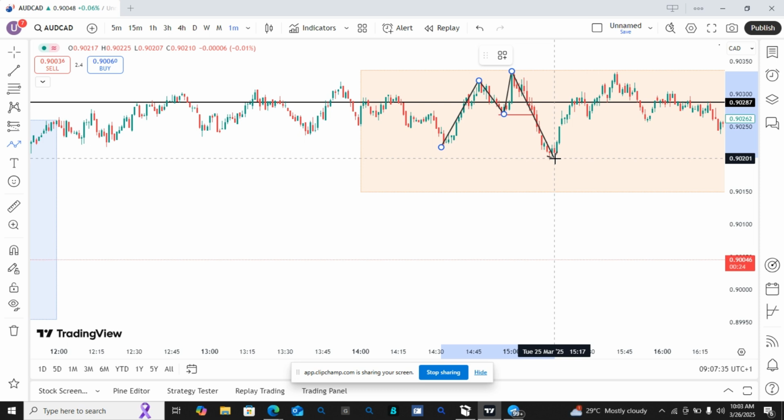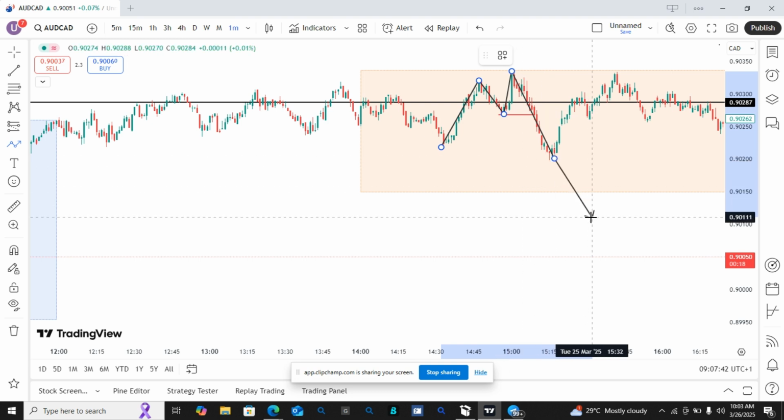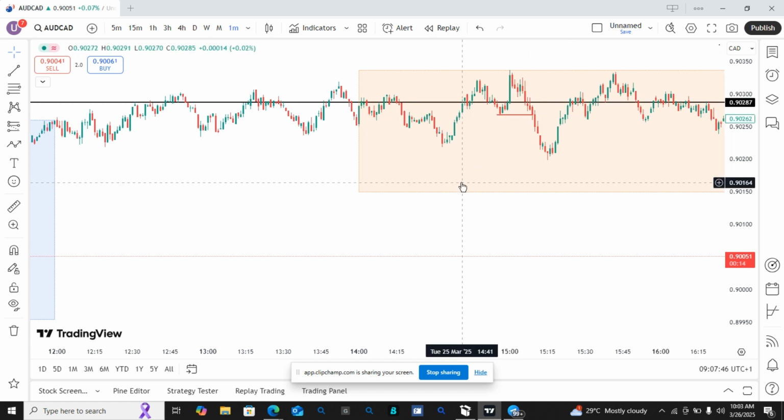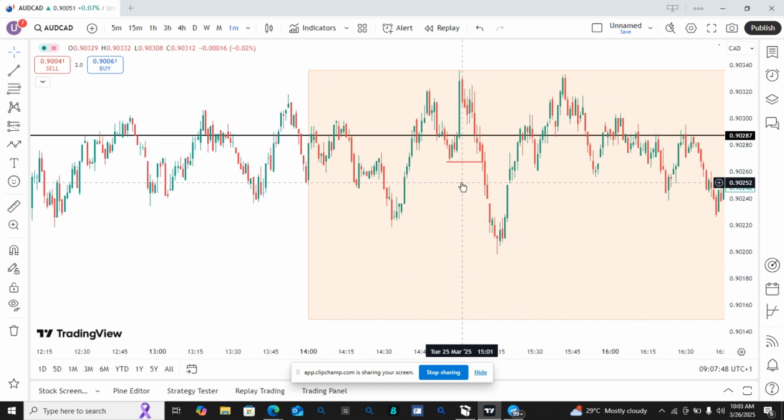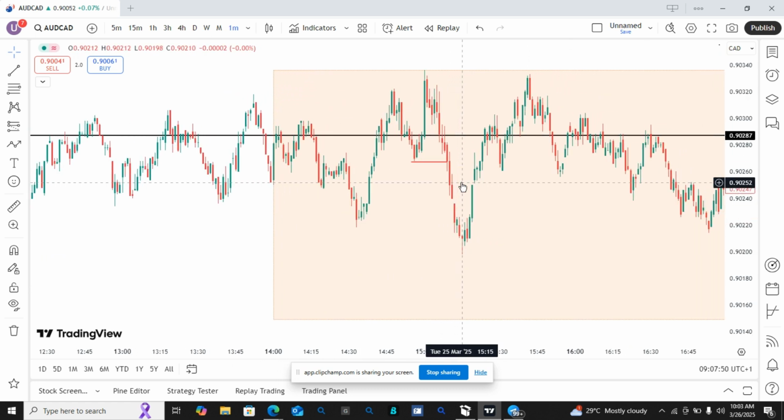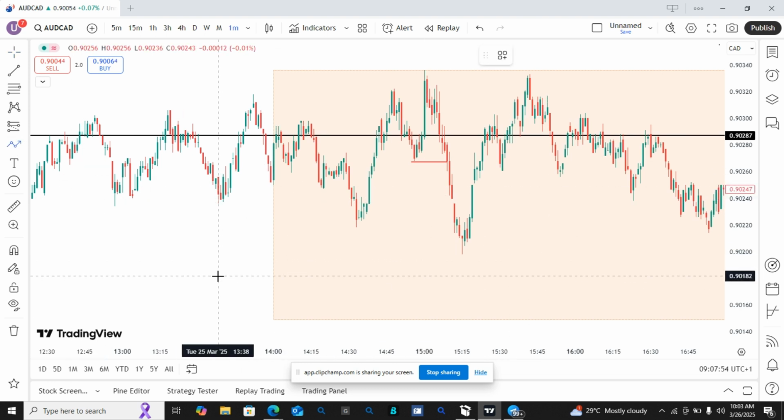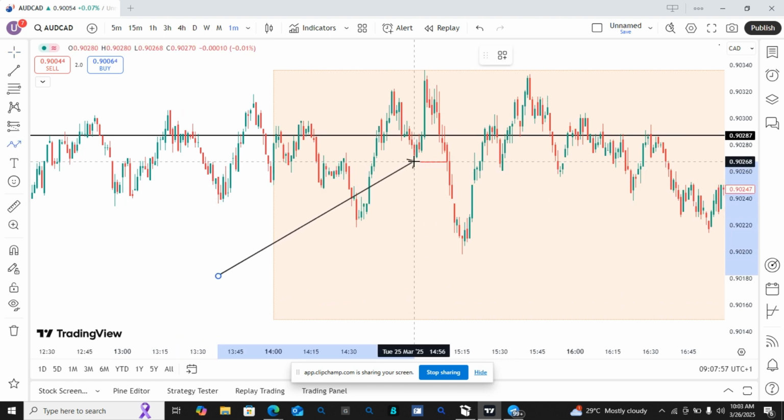So immediately this happened, I put a call on my paid group, my Telegram channel where I have my mentees. I told them to sell AUD CAD. The first sell was on this zone, this breaker block, around 0.90270. That was the entry I gave them. This is the breaker block. That was what I used for the call.